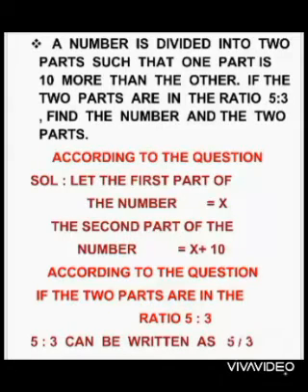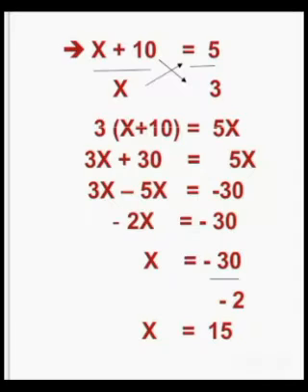Here, if the two parts are in a ratio 5:3, then 5:3 can be written as 5/3, isn't it? So children, you can write this as x plus 10 by x, the second part by the first part, which is equal to 5/3. Now let us cross multiply this, children. 3 into x plus 10 is equal to 5 into x. Now let us multiply 3 with x plus 10. So 3 into x is 3x plus 3 into 10 is 30, which is equal to 5x.